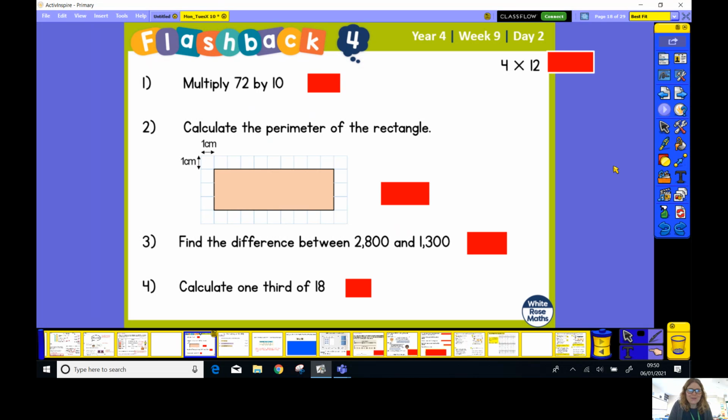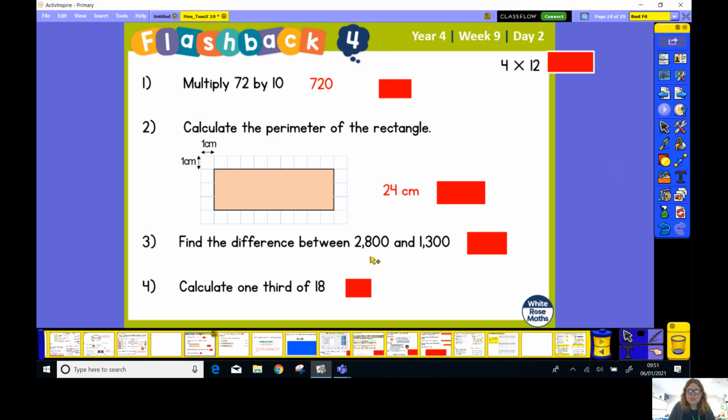Well done. So let's go through our answers for Flashback 4. Multiplying 72 by 10 would be 720. Now remember, calculating the perimeter is the distance around the edge of a closed 2D shape. We've got a rectangle here, so it's the distance around that rectangle. And the distance here is 24 centimetres.